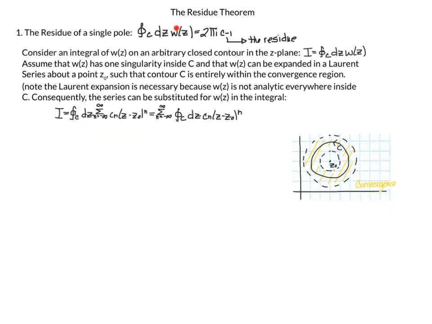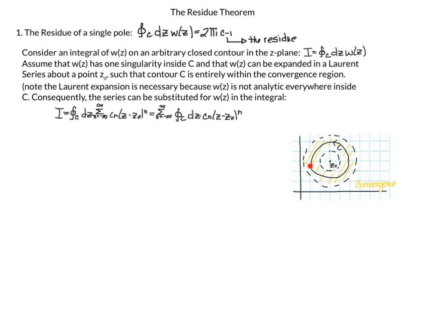We'll go back and start with the residue of a single pole. To develop this formula for a residue of a single pole, we're going to start by considering an integral of our function w(z) on an arbitrary closed contour in the z-plane. So our integral I is going to be the integral over C of w(z). Assume that w(z) has one singularity inside C and that w(z) can be expanded in a Laurent series about a point z0, such that the contour C is entirely within the convergence region.